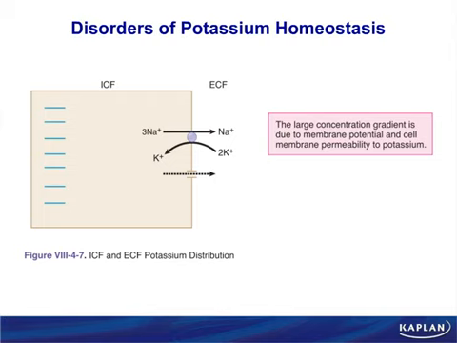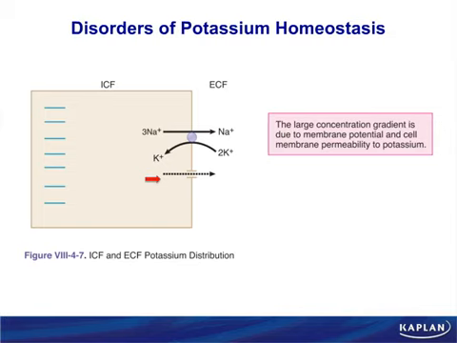Now, cells have ungated potassium channels, and most cells have a high permeability for potassium. So there is a high cellular permeability for potassium, and there is a large electrochemical gradient for potassium. And this leads to a high efflux of potassium. So every cell in the body has a high efflux of potassium.